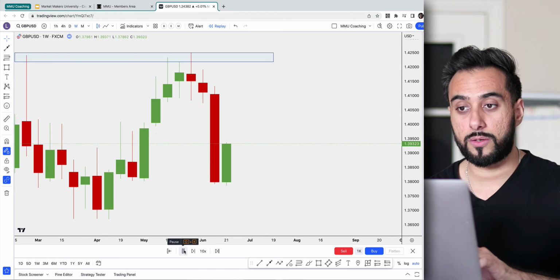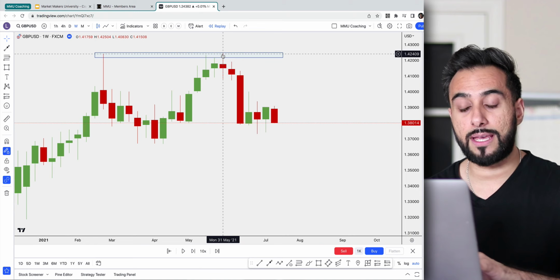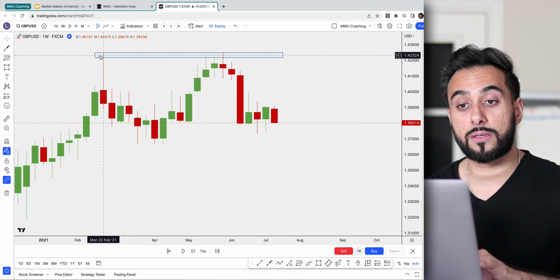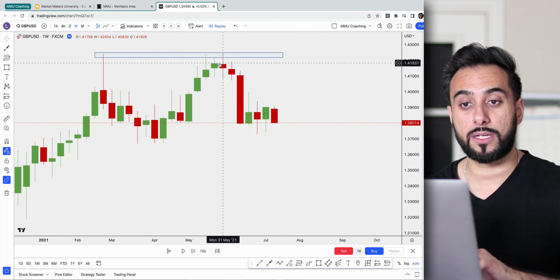And I'll let this continue to run. So this would have been a perfect entry to enter a sell because we're using confluence of a zone, and also we're looking at actual price action using candlestick momentum.